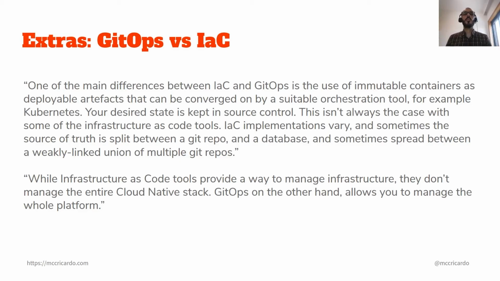Of course, we can extrapolate this, and GitOps can be used for everything and include IaC, and we can achieve the same thing. So the idea is that while infrastructure as code tools provide the way to manage infrastructure, they don't manage the entire cloud. And following a GitOps approach, we can include IaC inside GitOps and manage the entire cloud native stack.